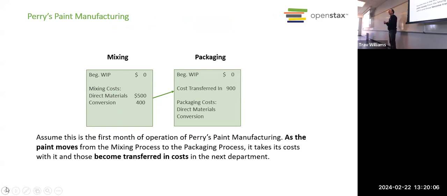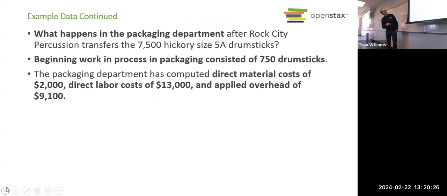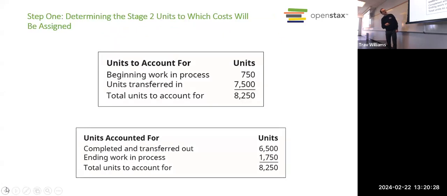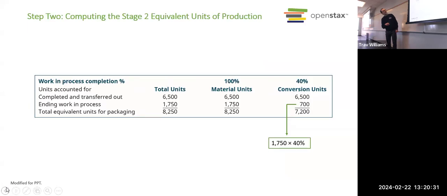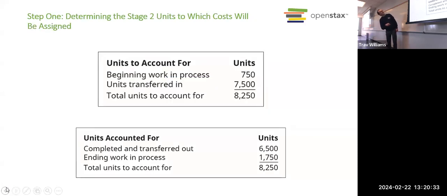Okay, as I mentioned earlier, the costs get transferred from department to department. So we see, for example, the mixing department had these material and conversion costs. And then when they were done with that batch, those costs got transferred to work in process inventory for the next department. So, this was the drumstick example, I believe. Oh, this is the next department. This was the packaging department that packages the drumsticks, right?